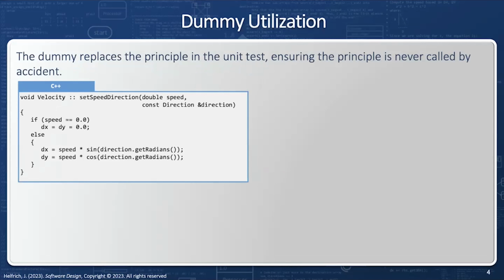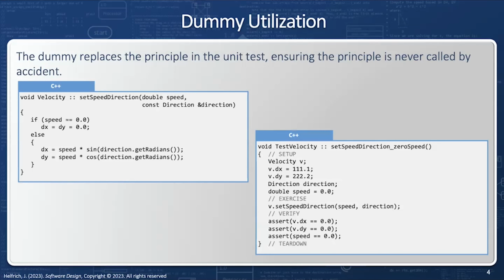First of all, I have the set speed direction, and this is the method under test. Now observe that if speed equals 0, I just set dx and dy to 0. Only if it's not equal 0 do I then use the direction. Now my unit test is going to have a velocity, which I wanted to set up, and it's also going to have a direction. But I don't actually need the direction when my speed is 0.0. So I'm going to replace direction with dummy direction, and this ensures that direction is not called during this test.